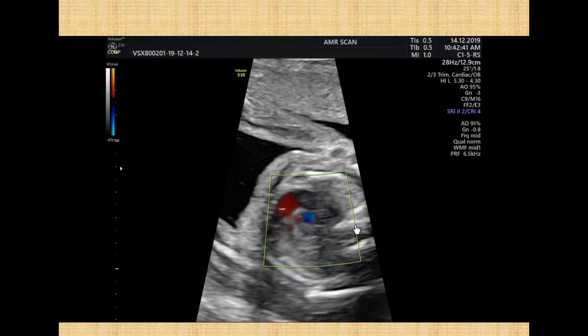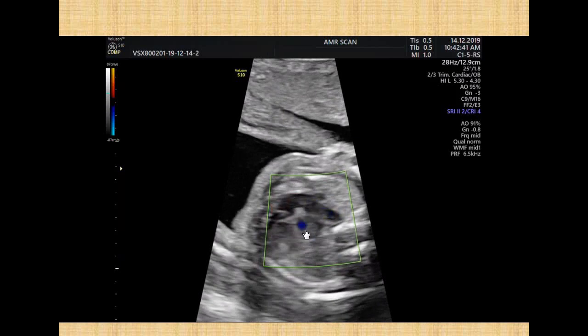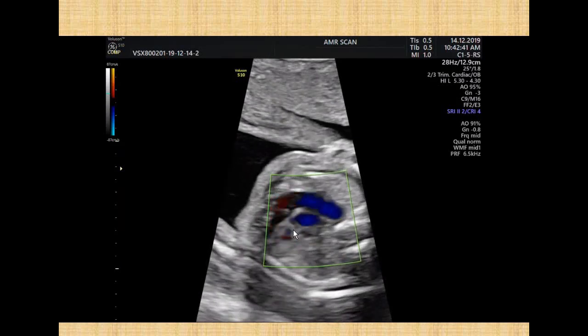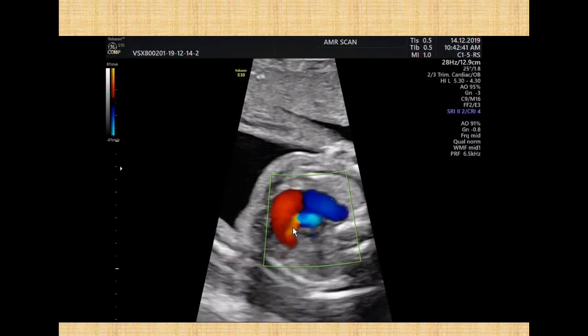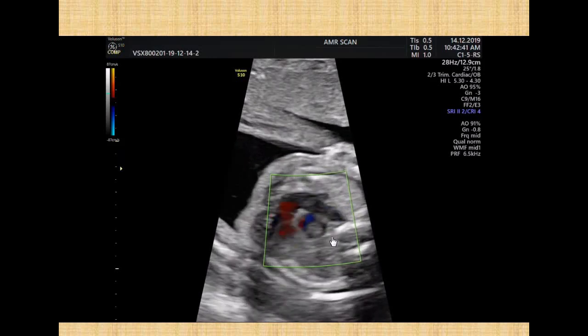Here are the parallel outflow tracts, and you will notice aliasing at the smaller artery, denoting increased flow velocity at this level. And you will notice that both of them are arising from the right ventricle and are parallel to each other.